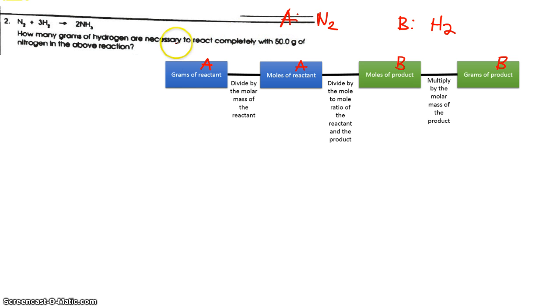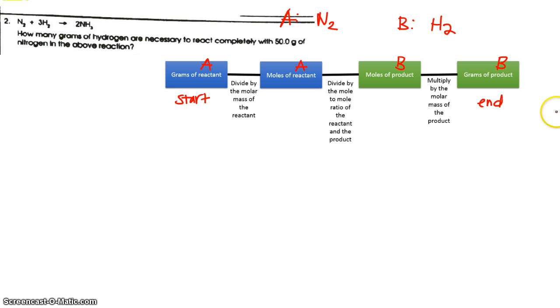So let's put the start and end on our diagram here. We are starting with 50 grams of nitrogen. We said nitrogen is substance A and grams are right here, so we're going to start here. And we want to know how many grams of hydrogen are necessary to react completely with nitrogen. So grams of hydrogen, which we called B, are going to be right here. We're going to end here.